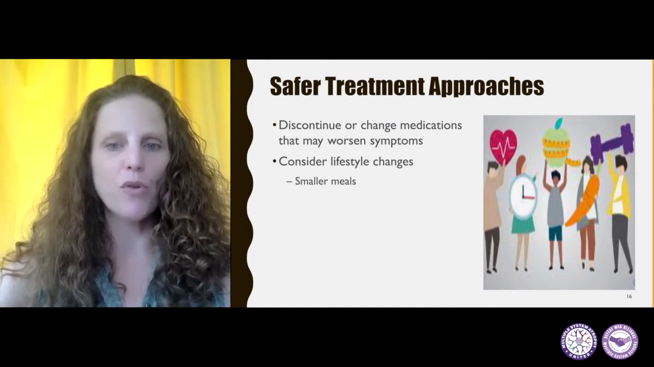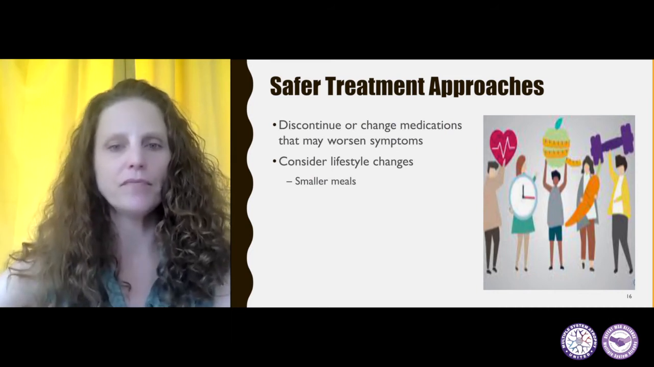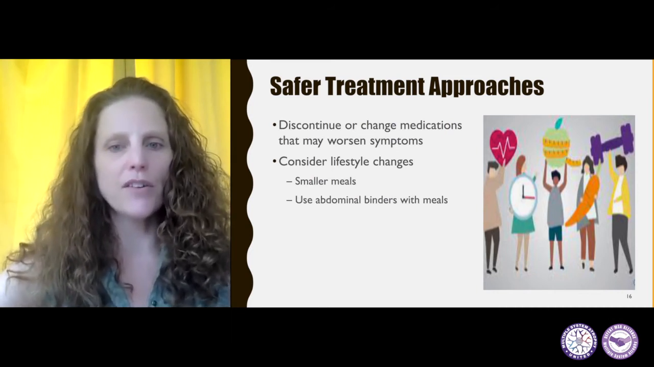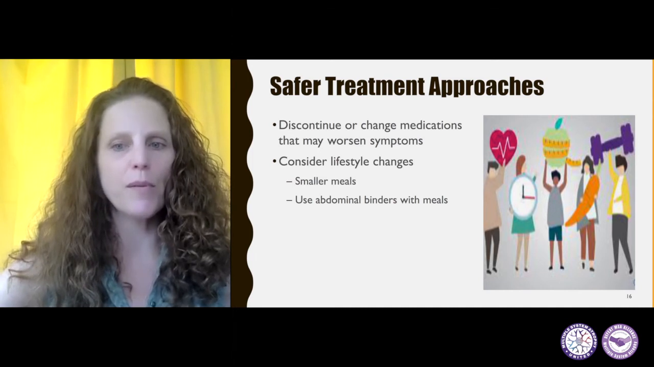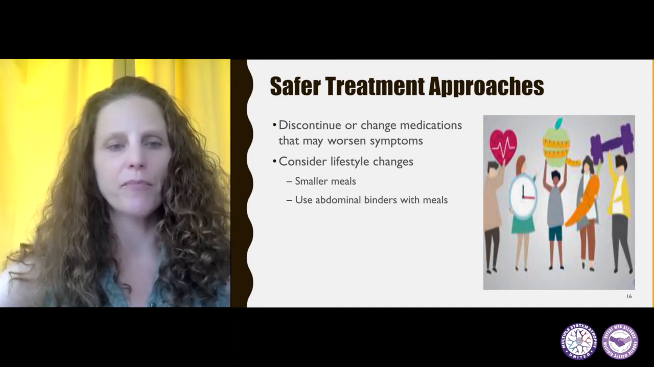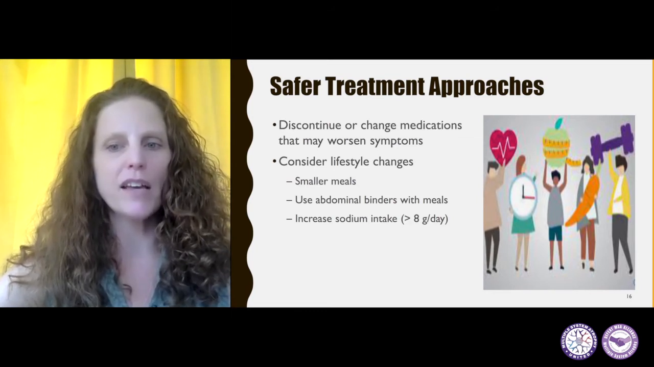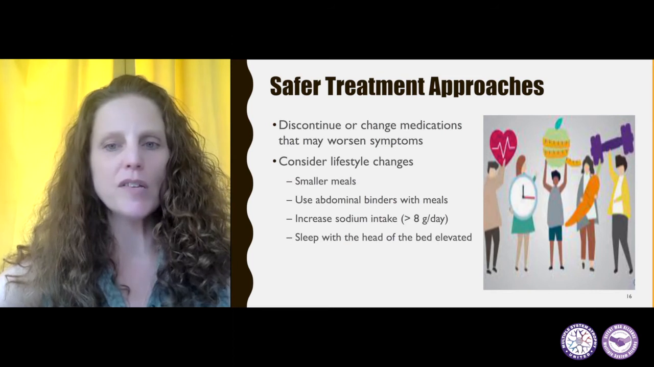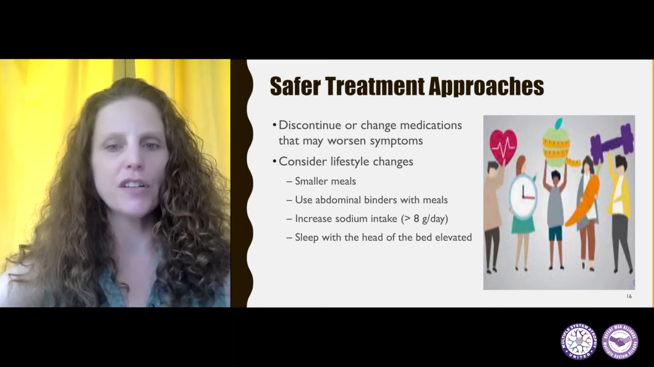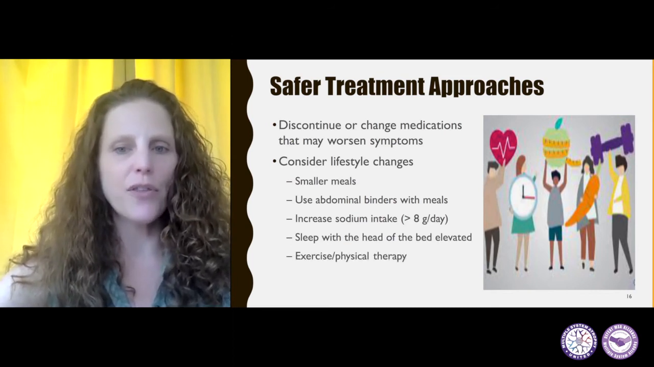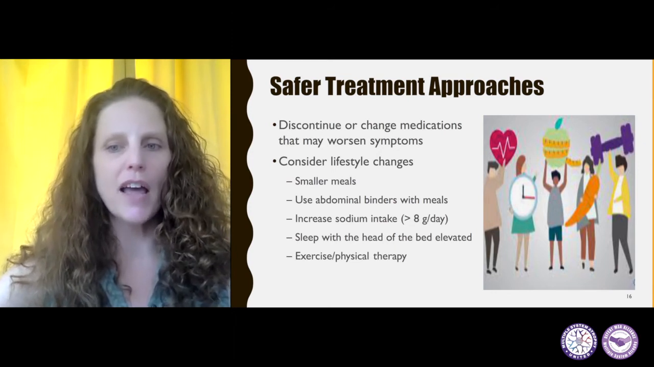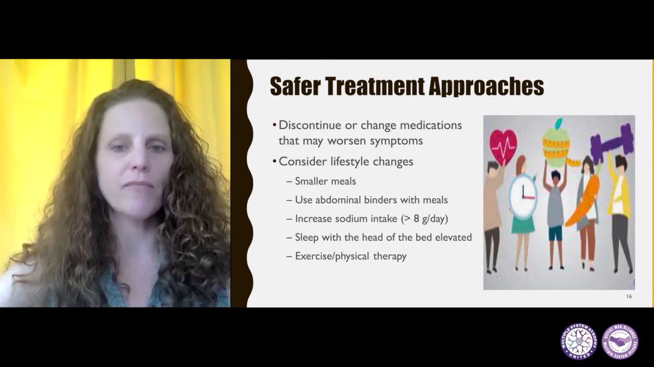Eating smaller, more frequent meals can reduce postprandial hypotension. Using abdominal binders with meals can also help reduce postprandial hypotension. Increasing sodium intake to more than 8 grams per day can increase blood pressure. Raising the head of bed while sleeping can reduce morning hypotension. And exercise and physical therapy are recommended to increase blood pressure and reduce muscle stiffness.